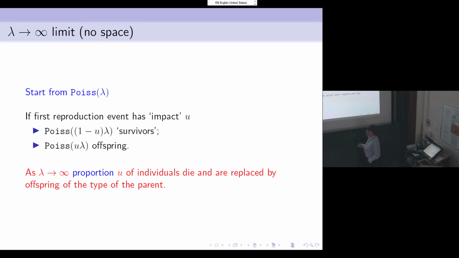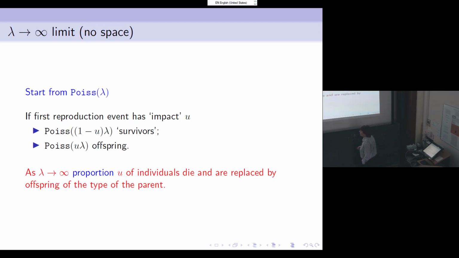And when a reproduction event falls, I'm going to kill a proportion u. So each individual flips a coin, and it comes up heads with probability u. If it comes up heads, I'm going to kill it, which means that the number of survivors is going to be Poisson (1 minus u) times lambda, and there are going to be Poisson u lambda offspring.